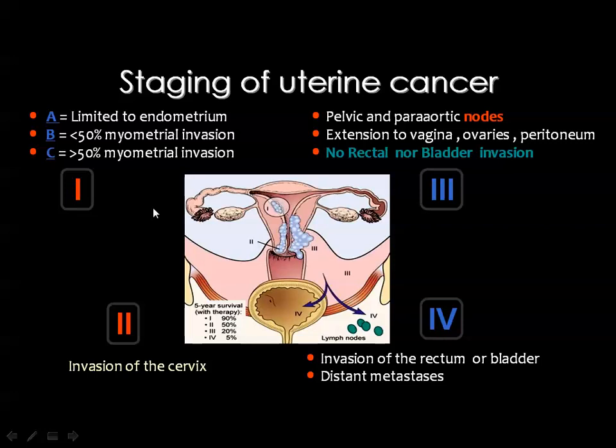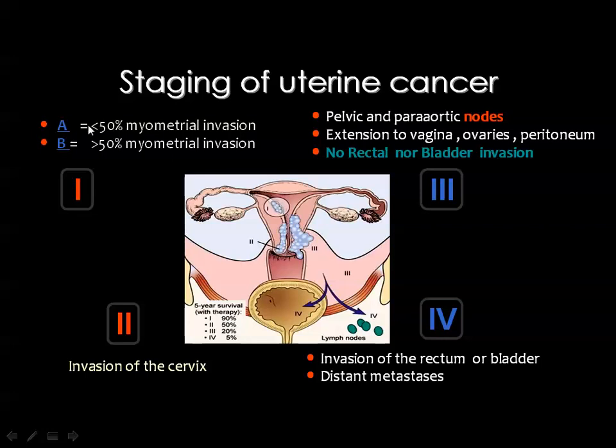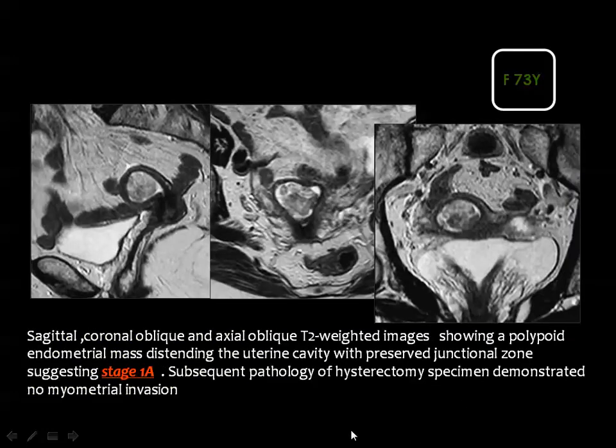classification of uterine cancer. This is an old one, but nowadays they consider that stage 1A is the tumor which involves less than half of the myometrial thickness, and stage 1B is more than half of the myometrial thickness. An extension to the cervix is considered stage 2. Extension to the nodes or other organs except the urinary bladder and the rectum is stage 3. Invasion of the rectum or the urinary bladder or distant metastasis is considered stage 4.